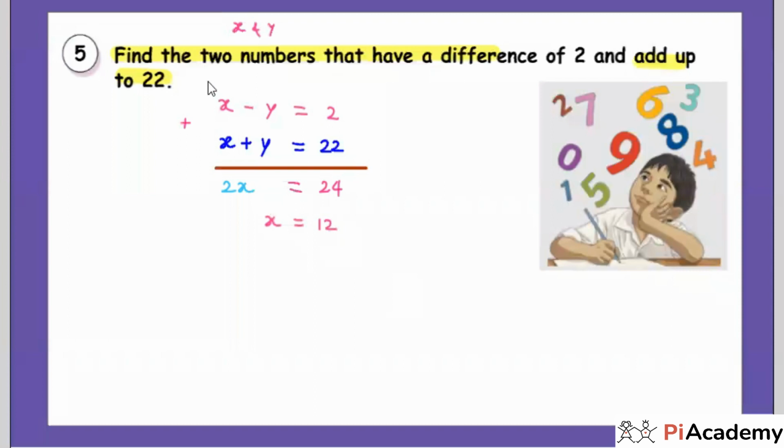So after this, you just have to put it in any equation, okay? So x plus y equals 22. You can take any equation, okay? So instead of x, you are putting 12. Yeah. Okay, so 12 plus y equals 22. So the value of y must be what? 22 minus 12. And that's absolutely 10, right?